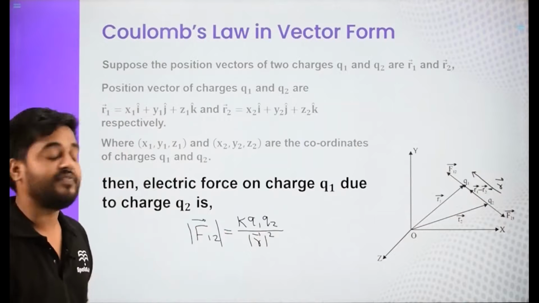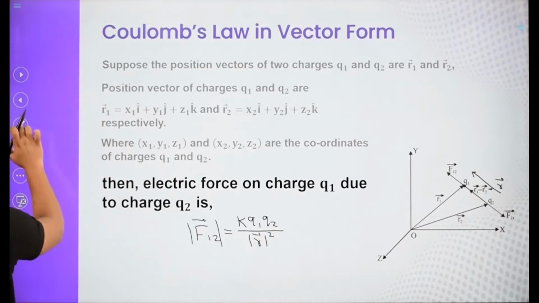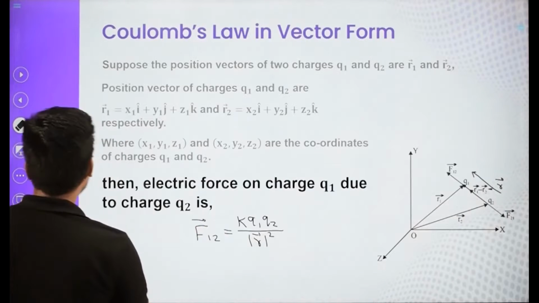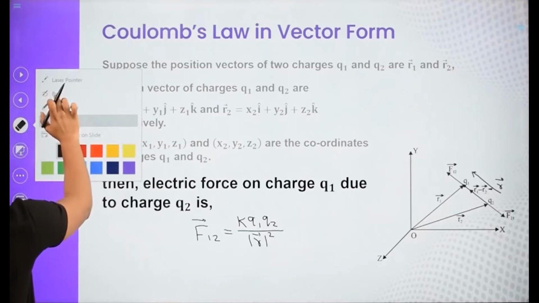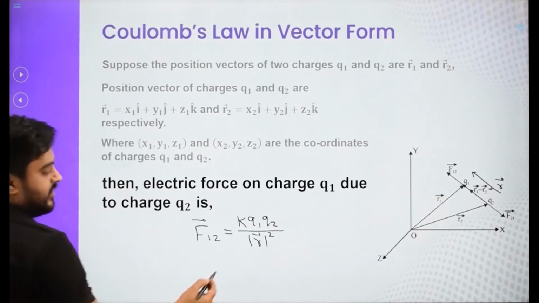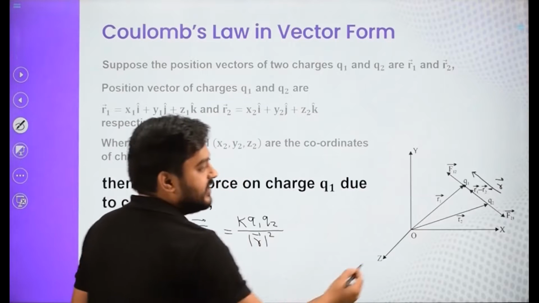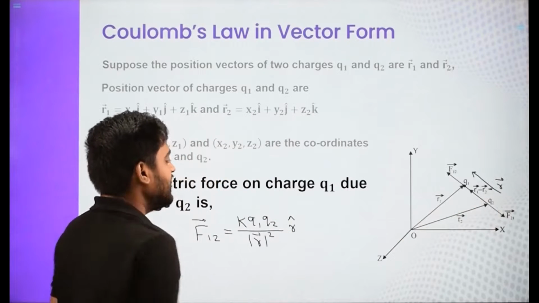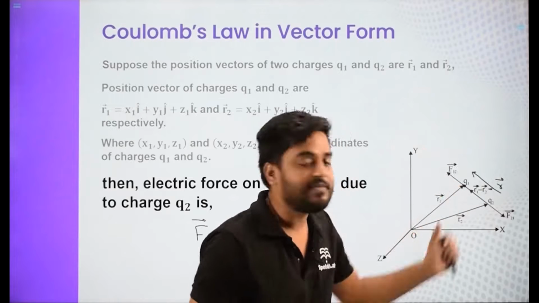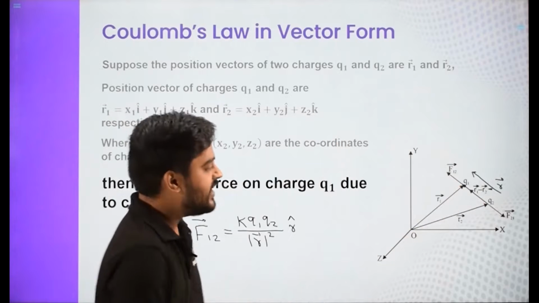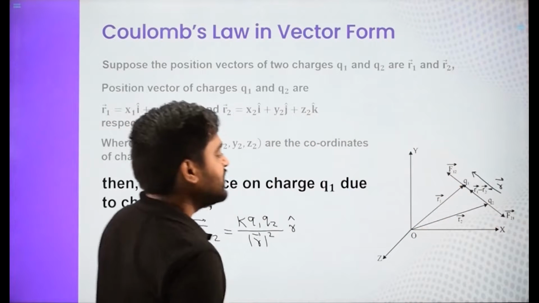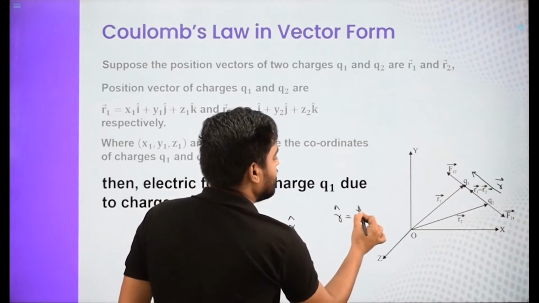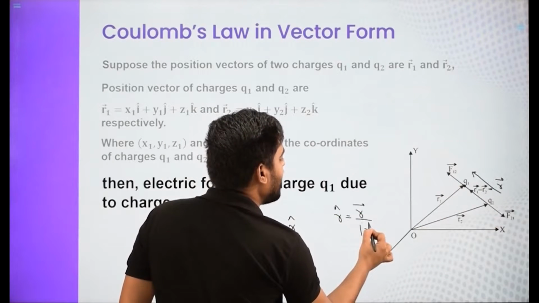What about the direction? If I add the direction to this magnitude, then this will come in its vector form. So to make it a vector, I am just adding the direction. For direction, I am adding R cap. So R cap is the direction, this direction. Here I am assuming that both the charges are positive, hence the force will be repulsive. So what is R cap? R cap is nothing but the R vector divided by the magnitude of the R vector.